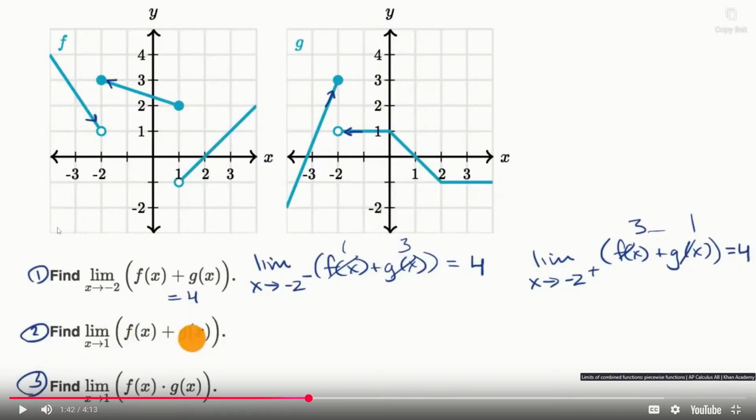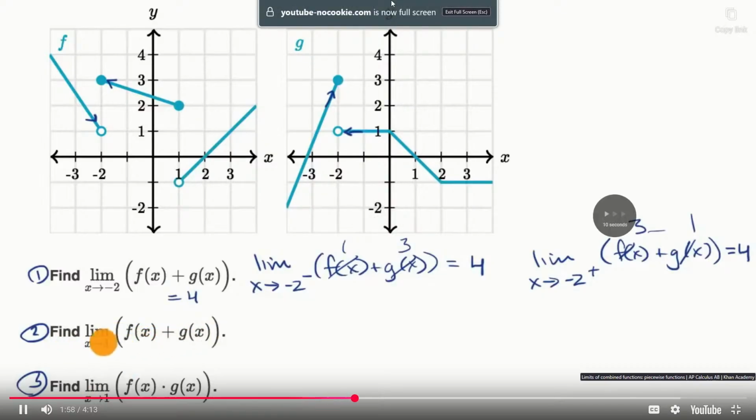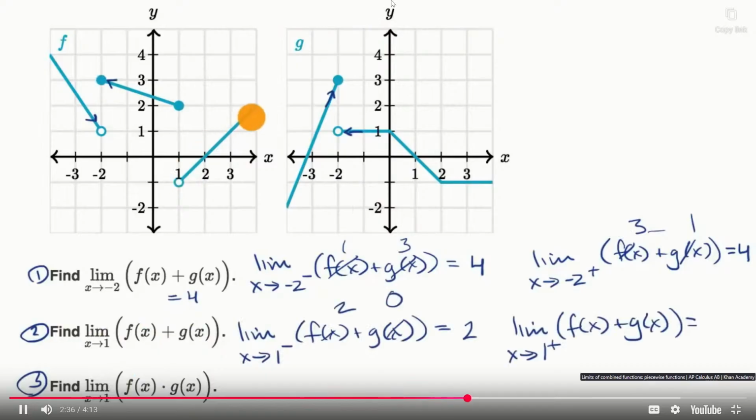Now let's do x approaches 1, f of x plus g of x. From the left, f is 2, and from the left, g is the same, so it's 1. So 2 plus 1, from the left is 3. Now from the right, it's -1 plus 1, 0. They're not the same, so there's no limit. The limit as x approaches 1 does not exist.